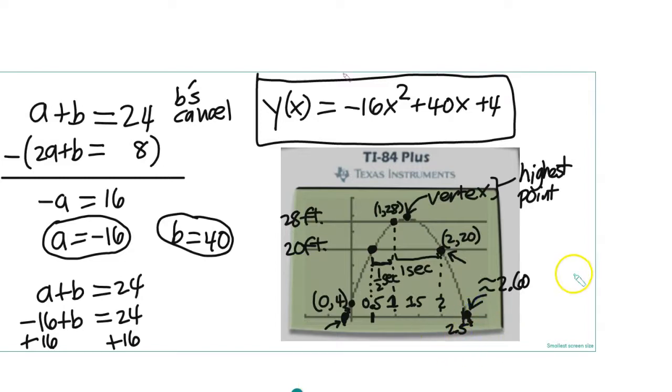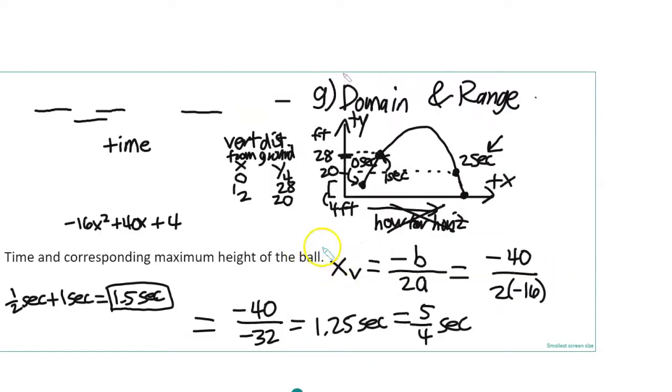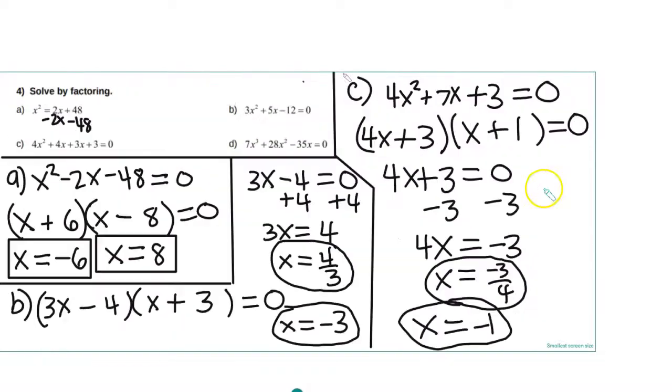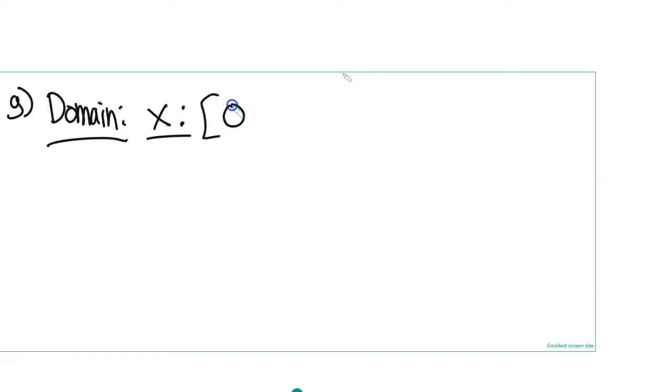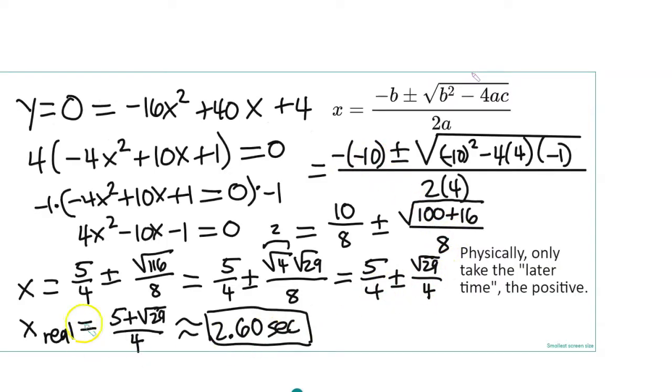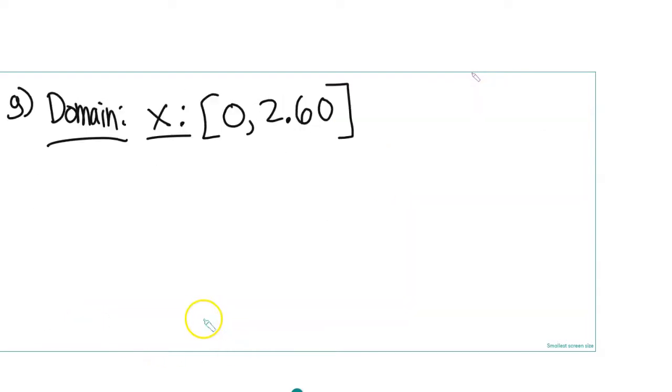Okay, cool. All right, and I think we have just one more thing, and we want to do domain and range. All right, let's do that. So let's talk about the domain. And let's think about this. If we're just doing the flight of the ball, then the time should be x goes between 0 and what's the latest time it goes up to? What did we just solve for? Yeah, about 2.6, right? Okay. If you want to be really technical, you can use 5 plus square root of 29 over 4, but most people just write 2.60, right?